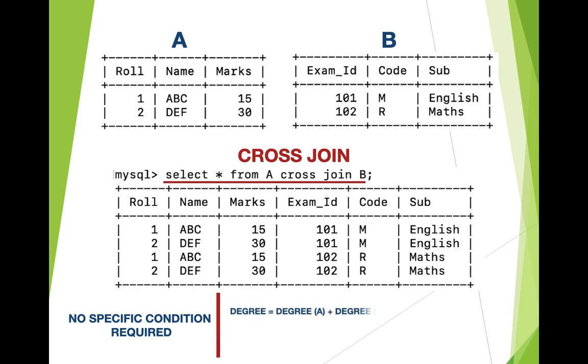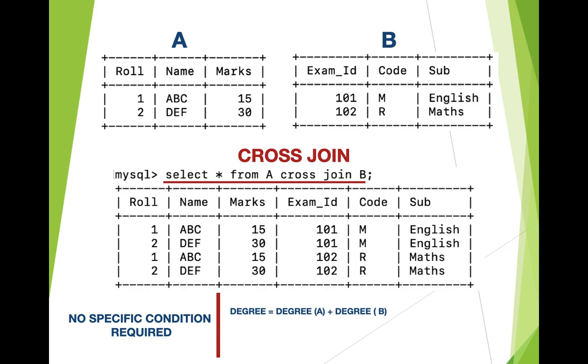What does the second property say? The second property says that the degree of the Cartesian product is equal to the sum of the degrees of both the tables. Now, what is the meaning of degree? Degree means the number of columns in a table. And we had another term called cardinality. Cardinality meant the number of rows in a table.